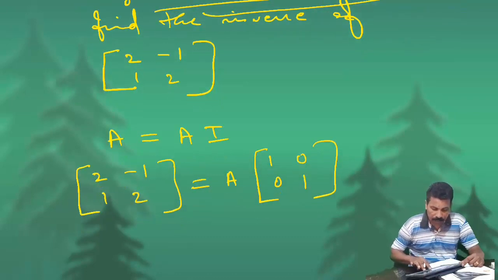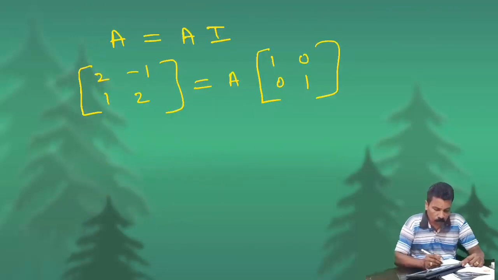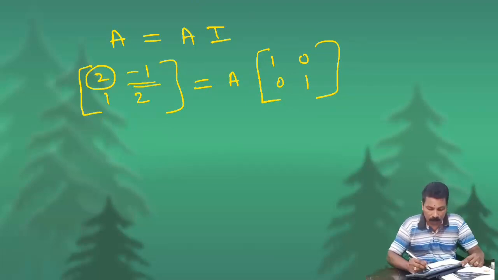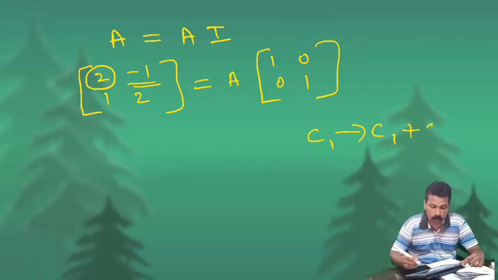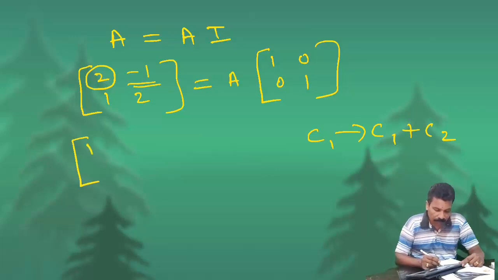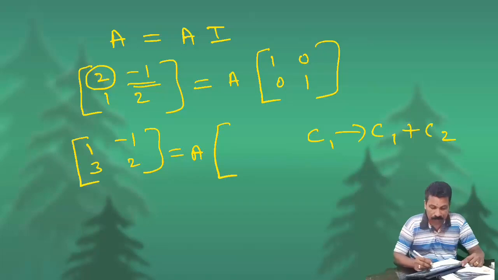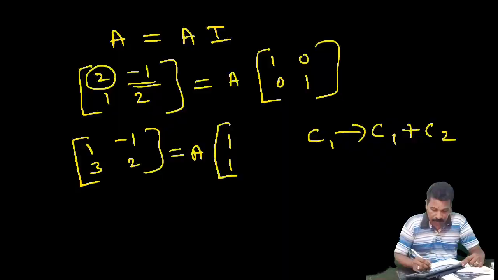Now here we have to bring 1 at this place. Very simple, here we have negative 1. So we shall operate C1 transformed as C1 plus C2. So what will happen? Here 2 plus negative 1 is 1. Then 1 plus 2 is 3. Negative 1, 2, no change. That is equal to A into, then we have to add the second column to the first column. That is 1 plus 0, that is 1. 0 plus 1, that is 1. Then 0, 1, no change.